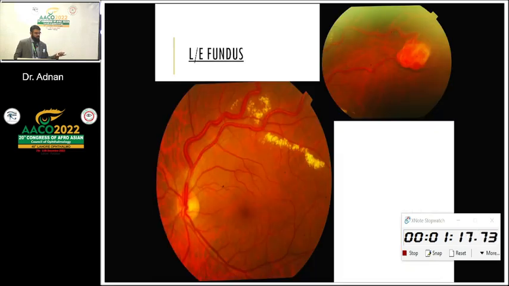This was a picture of the left eye. You can easily appreciate this particular finding. You can see the feeding vessel, a red, dilated, thickened vessel, associated with exudation, and in the far periphery you can appreciate the red, circular orange lesion.